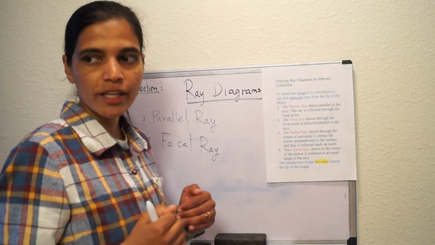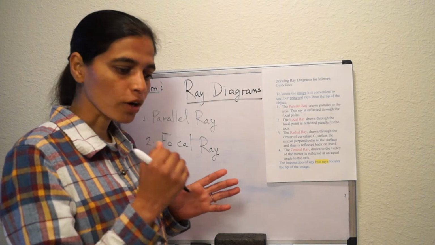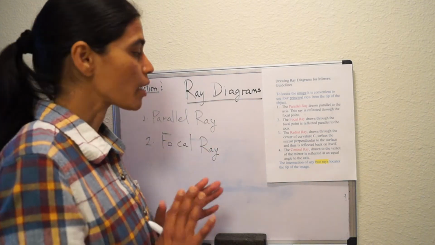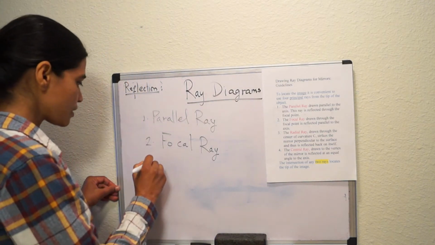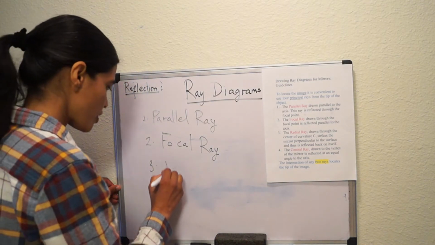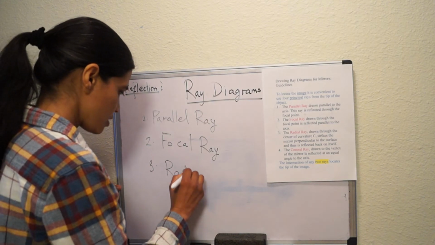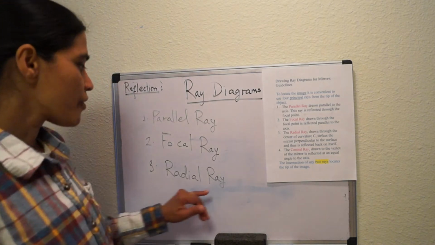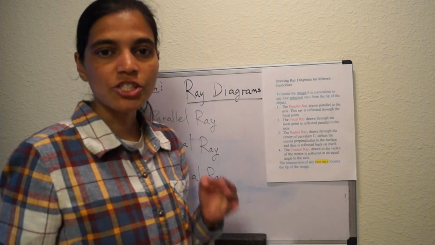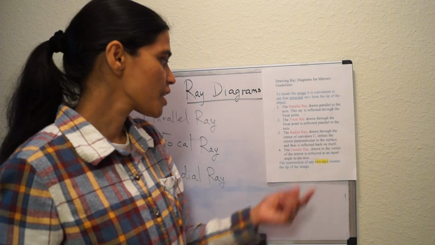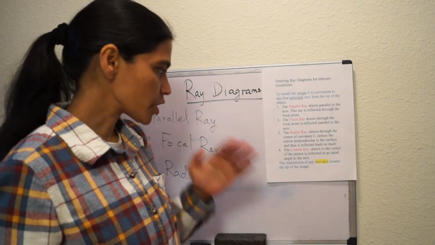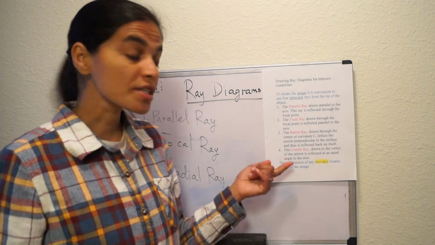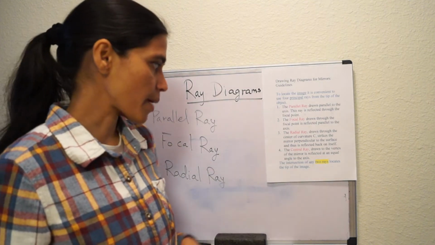So if we have a ray that is drawn through the focal point, that ray must reflect parallel to the optical axis. Okay, number 3, it's about a radial ray. Radial ray drawn through the center of a curvature C strikes the mirror perpendicular to the surface and thus is reflected back on itself. We'll see what does that mean in the example.